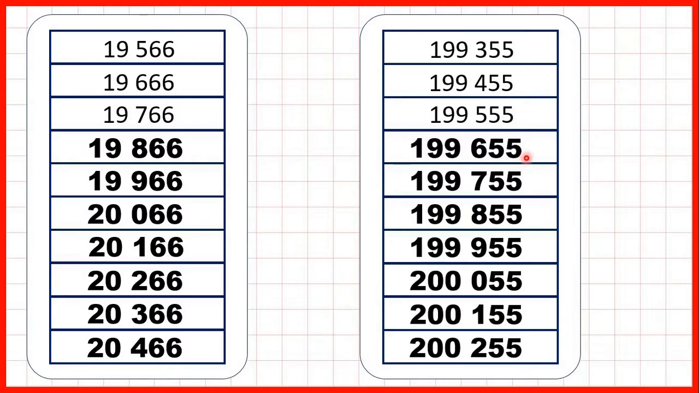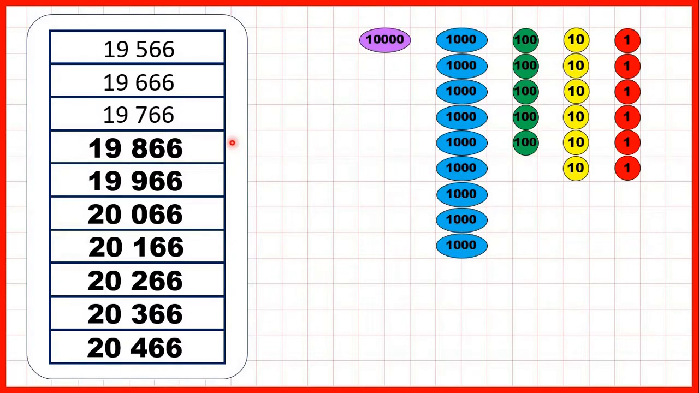199,555. If we show the next 7 numbers in the sequence, again, we can see that counting on in hundreds is just like counting on in ones. So if we were counting in ones, after 1,999, we would have 2,000. And that's why, when we're counting in hundreds, after 199,955, we have 200,055.